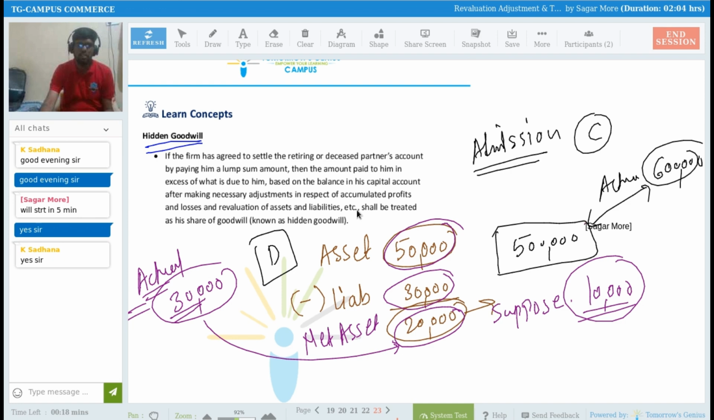And in case of admission, it's based on capital. Means, sir, after admission of a partner, they give you that after admission, the capital has to be this much, right? But the actual capital is somewhat different, more than what is given. So if the estimated capital is 5 lakh rupees, but the actual capital is 6 lakh rupees, it is known as hidden goodwill. And 1 lakh rupees you have to adjust to the partners' capital. Understood now?